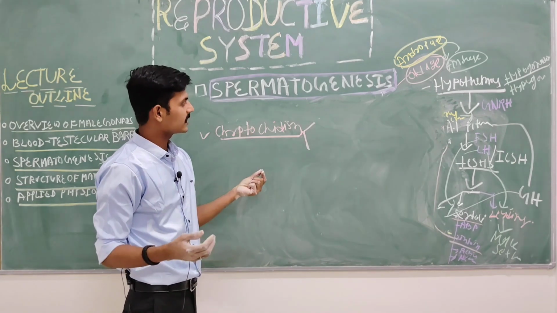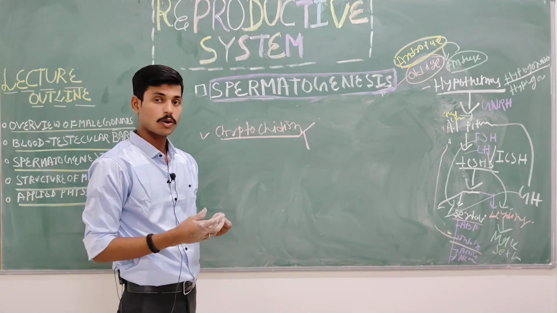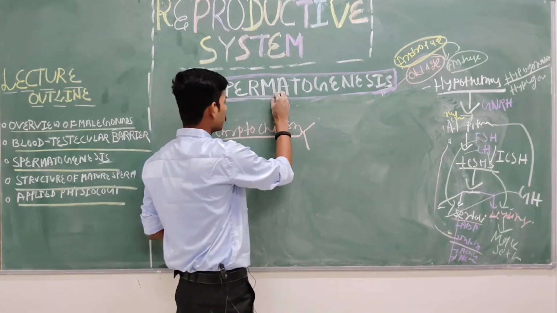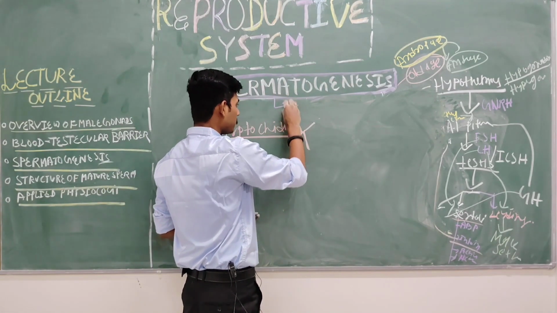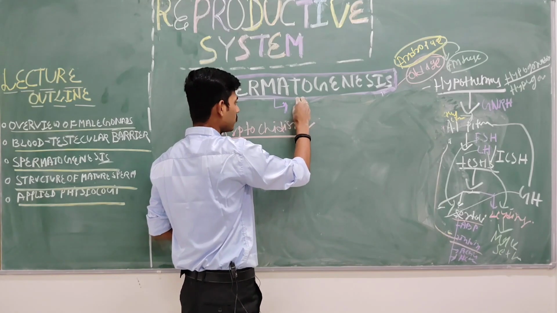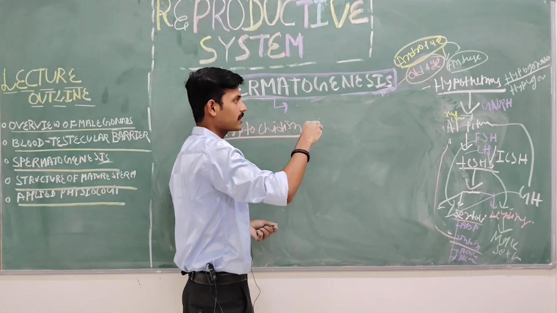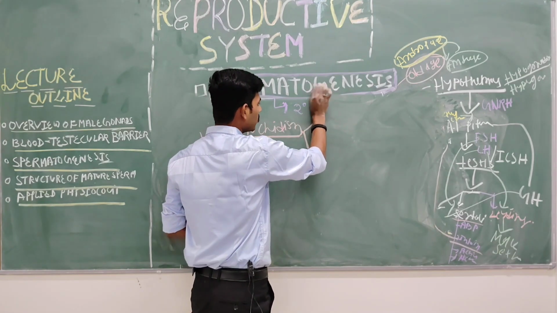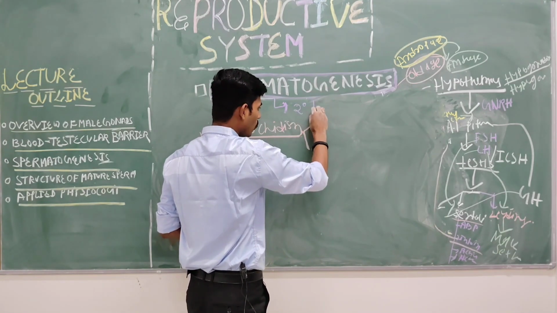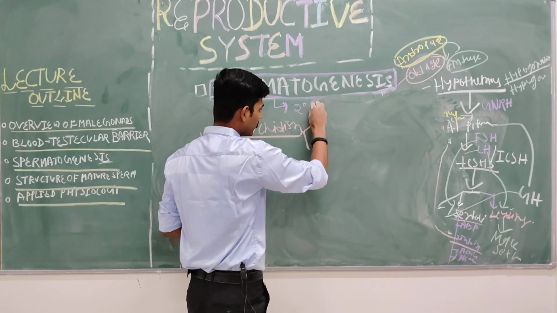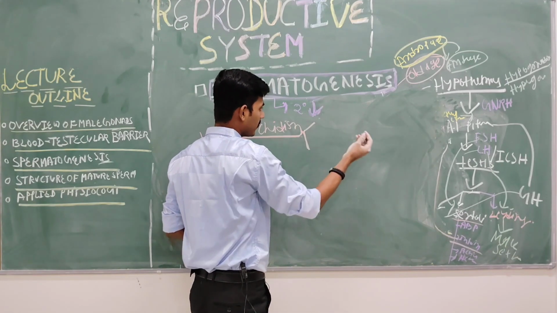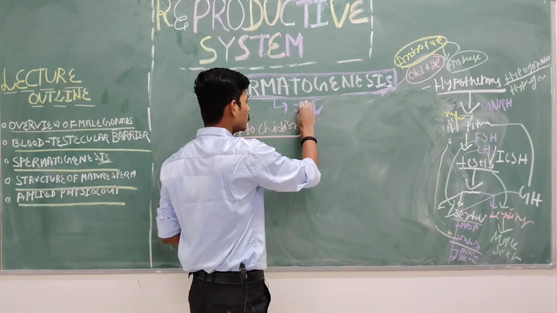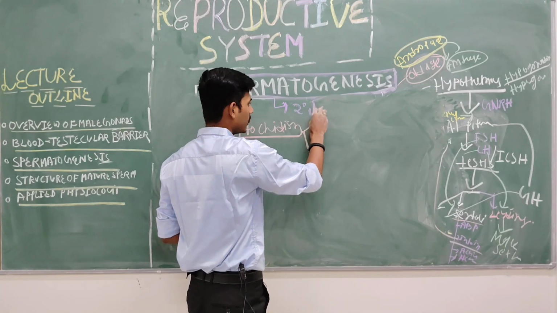The testes, or the scrotum, are present outside just because spermatogenesis needs a lower body temperature, about 2 degrees lower than our actual body temperature, isn't it? They need 2 degrees less temperature for their development.